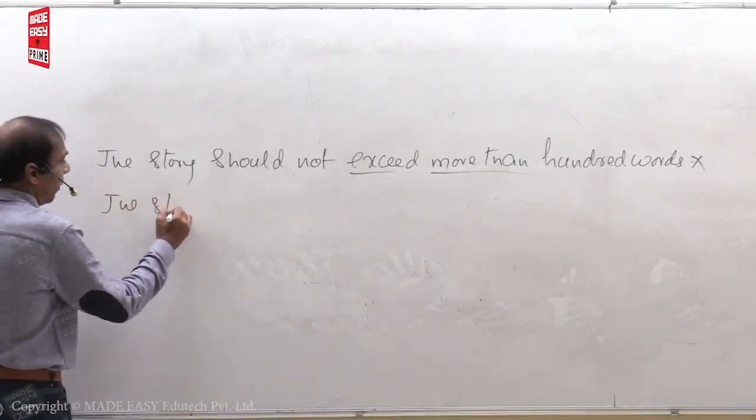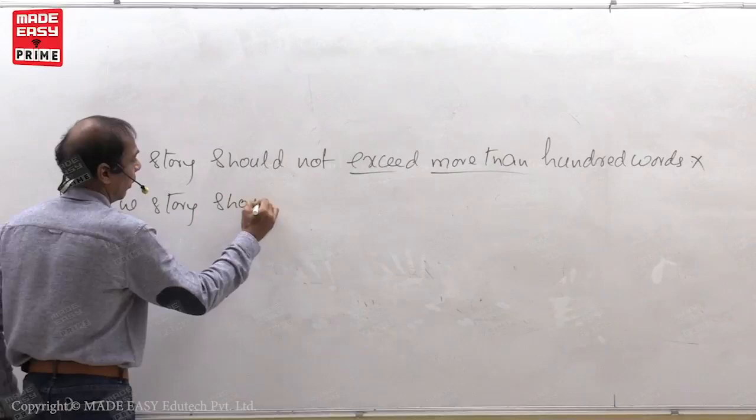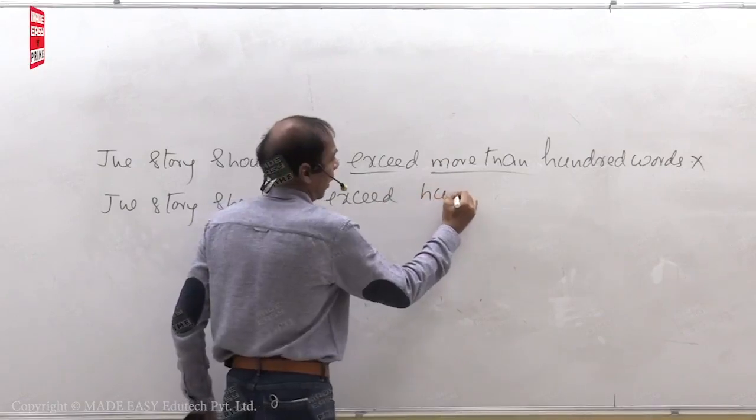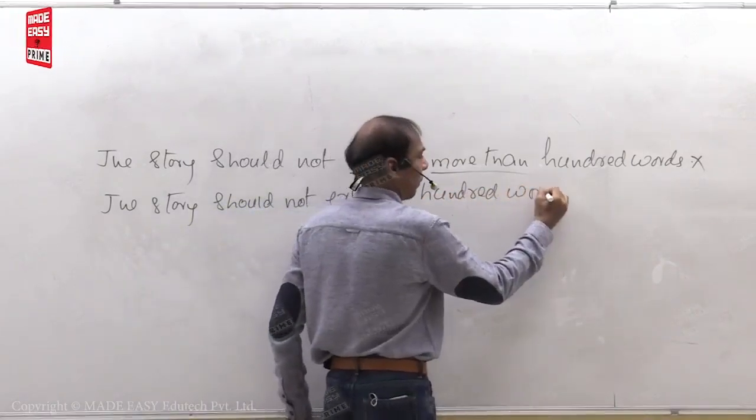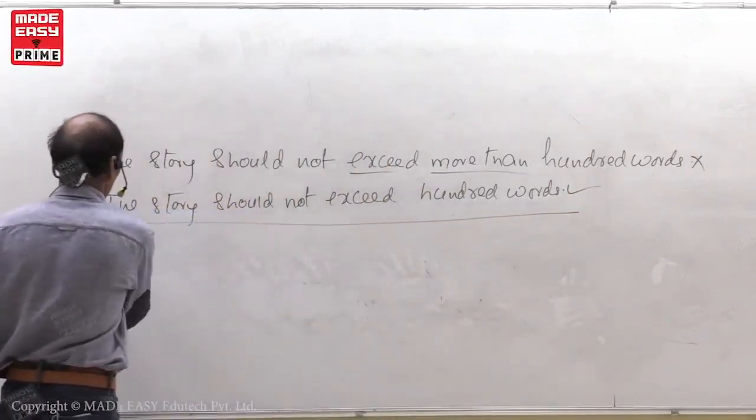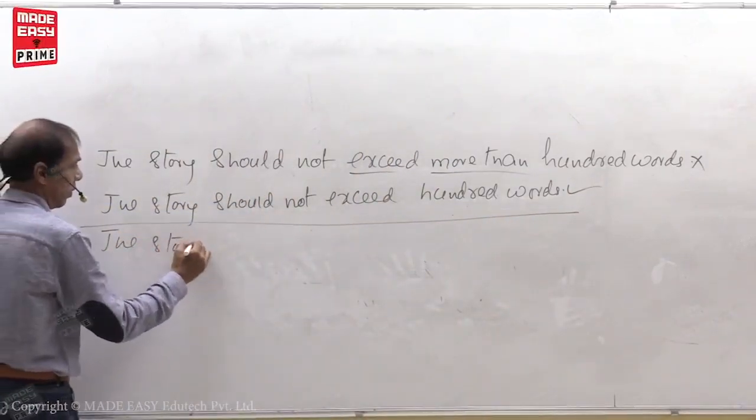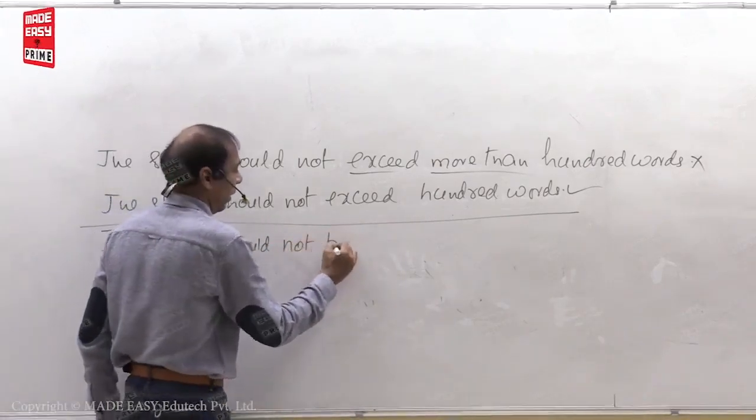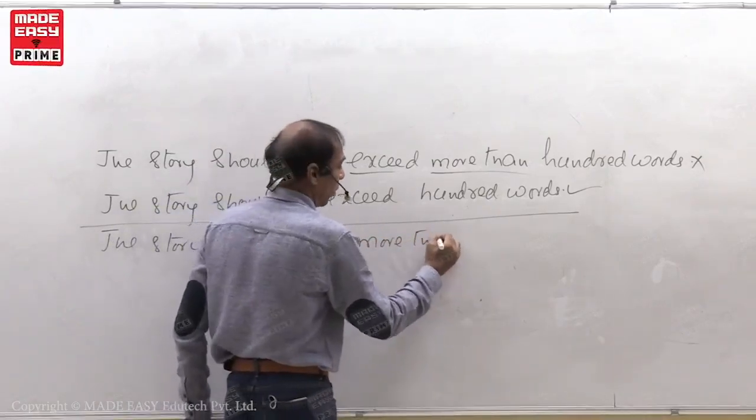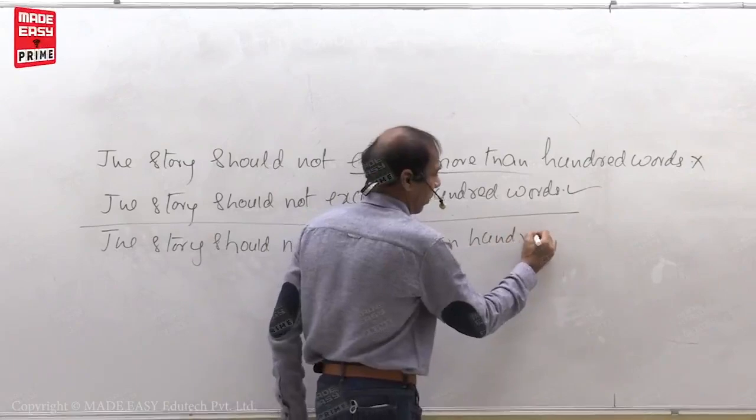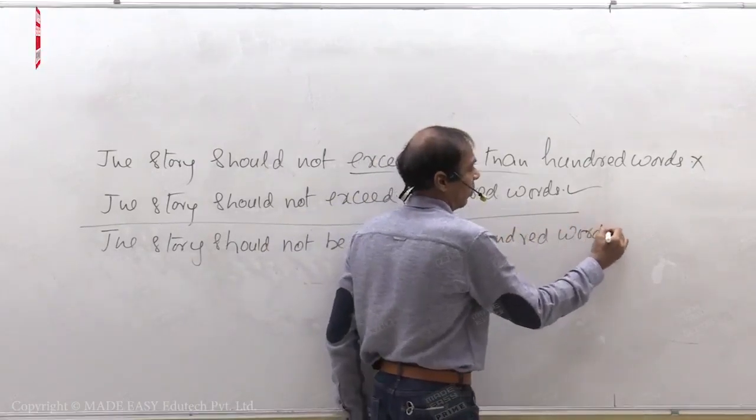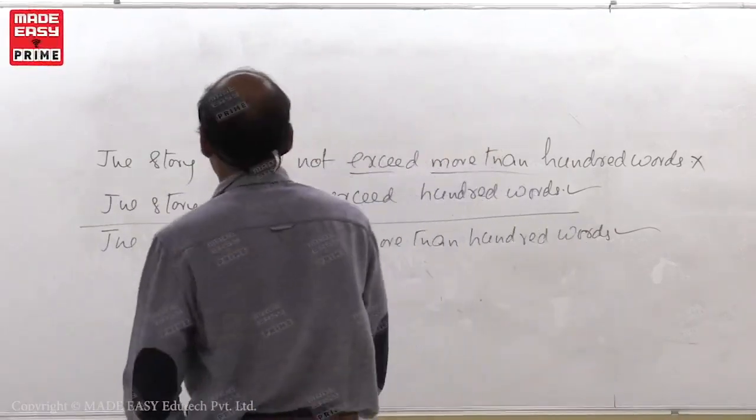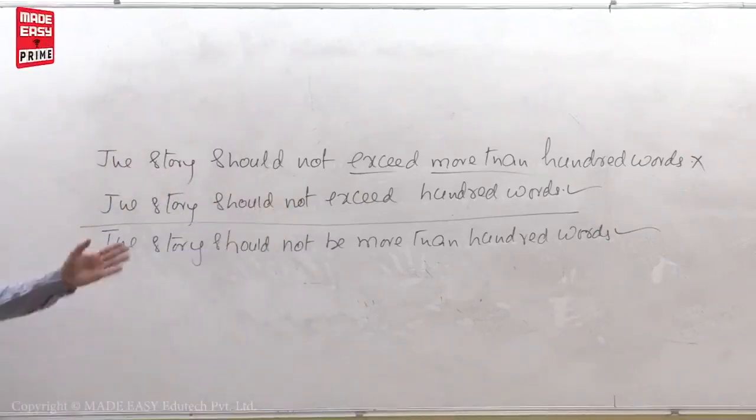How do you have to write? The story should not exceed 100 words. This is correct. Or else, the story should not be more than 100 words. Use exceed or more than, but don't use two words in one sentence. Okay? Concentrate.